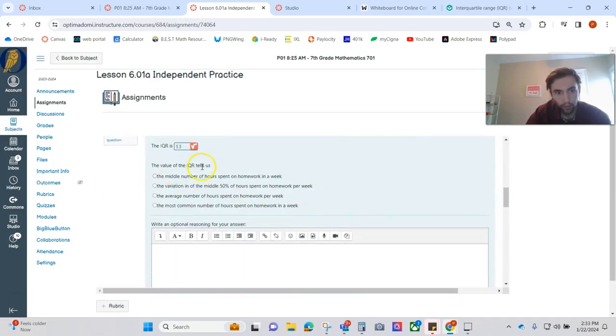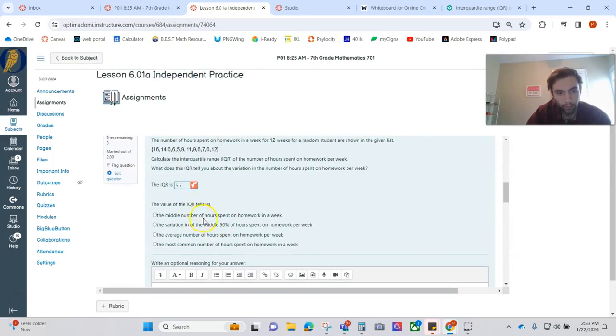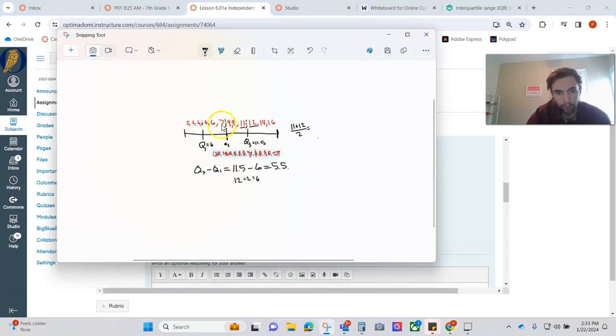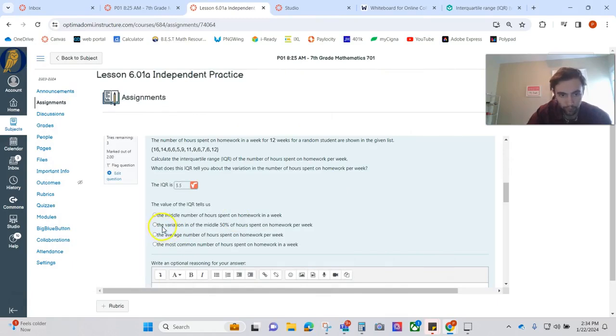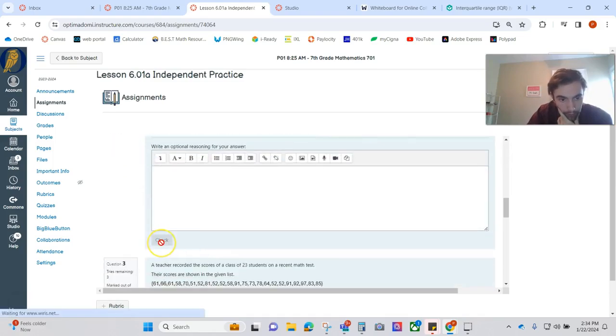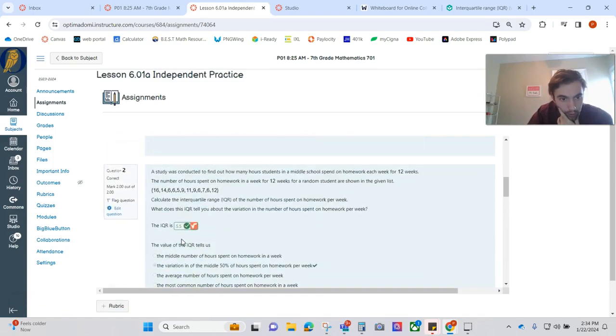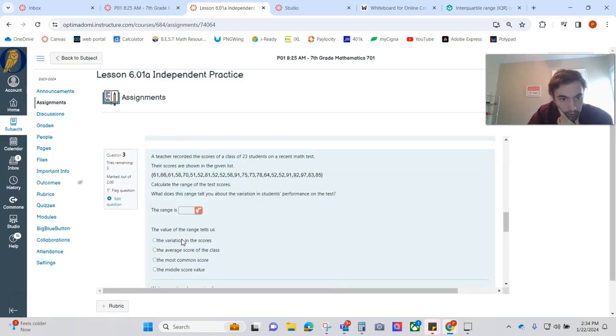The value of IQR tells us the middle number of hours. Nope, that was not the middle number, right? The middle number was between 7 and 9. The variation of the middle is 50%. I think so. Let's look. The average number? Nope, not the average. We didn't do that. The most common number? Nope, that's not even any of the numbers. Okie dokie. Nice. Got it right.